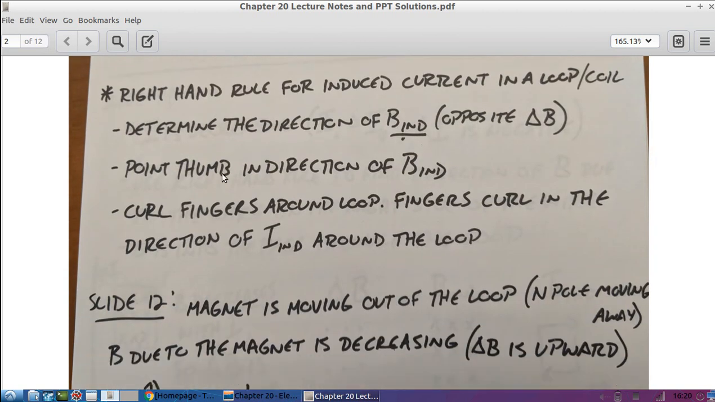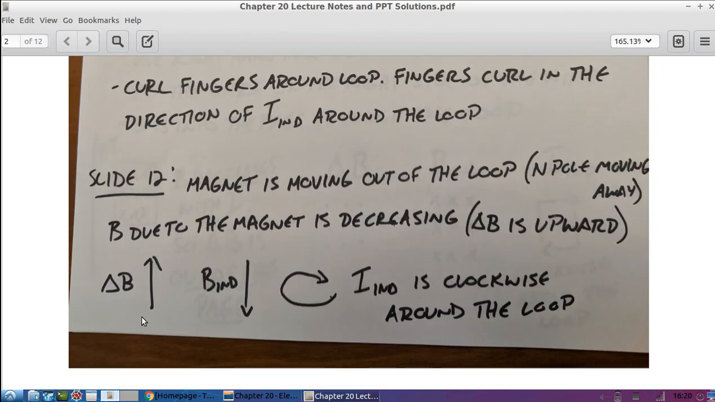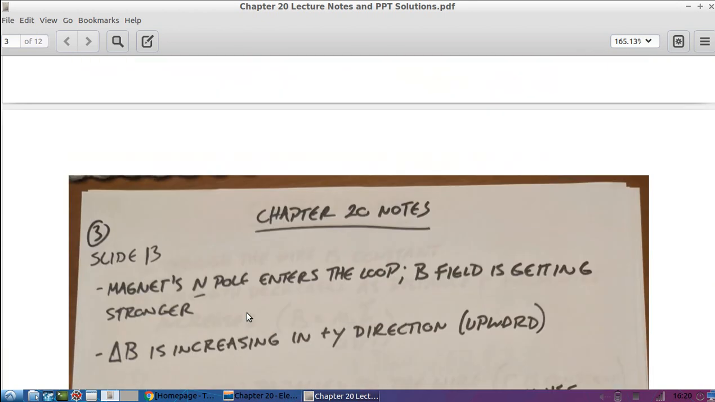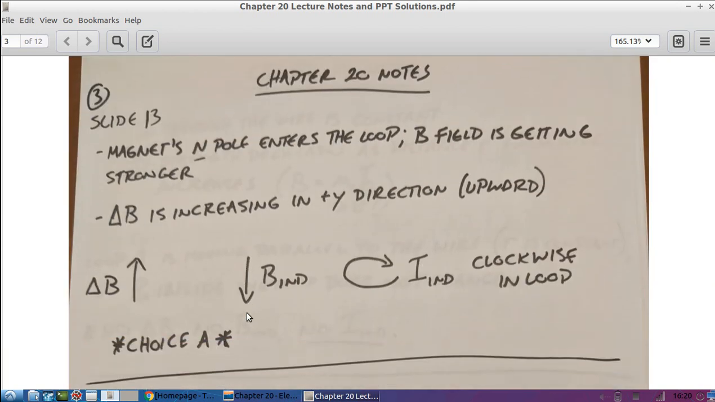And then when I pulled the north end of the magnet out, B initial was really strong, but B final was really weak. So my magnetic field was decreasing inside the coil, so delta B was pointing outside of the coil. And so B induced was opposite that direction. Okay. So there's my answer to slide 13.